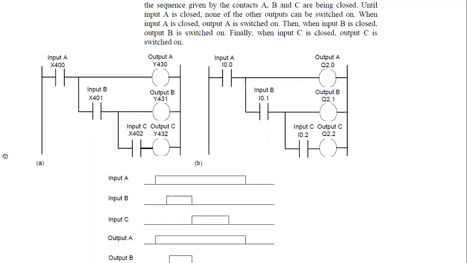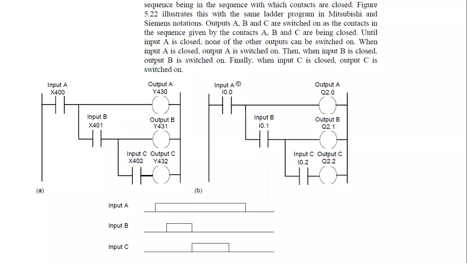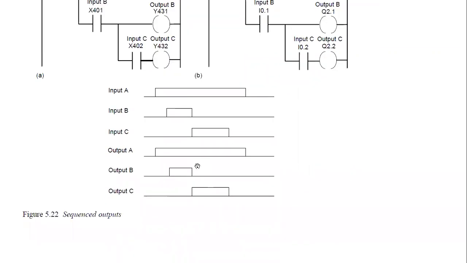In an exam, you can be given this information and told to represent it using a ladder diagram. So this is how you represent such information. That is, various outputs controlled by either one input or various inputs. That is the sequenced output.